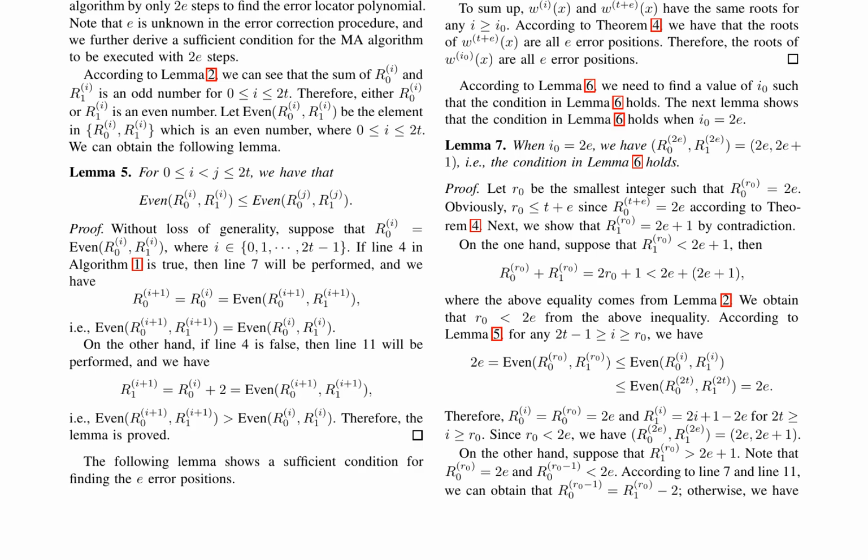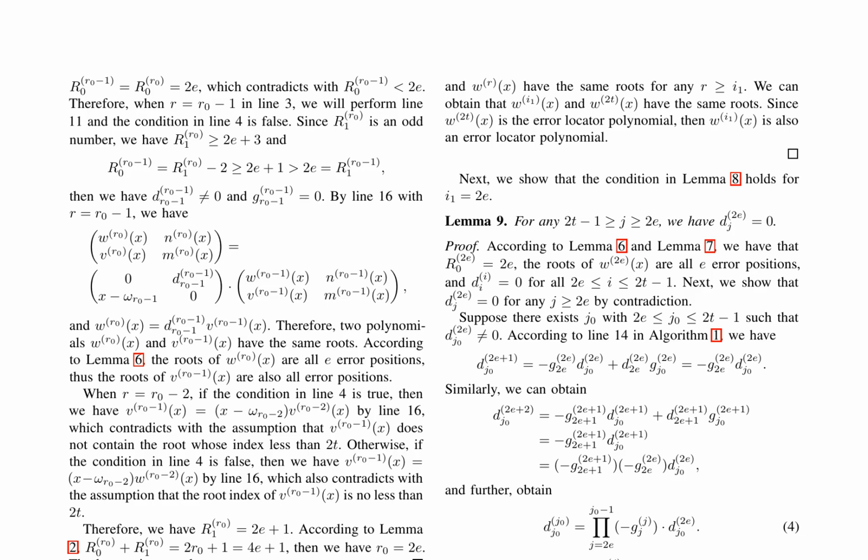The authors then introduce a new termination mechanism, which is based on the concept of even(R,I,0), R,I,1, the even element in R,I,0 and R,I,1. They show that even(R,I,0), R,I,1 is non-decreasing with respect to I, and that the condition R,I0,0 equals 2e and R,I0,1 is greater than or equal to 2e plus 1 is sufficient for the MA algorithm to terminate. They also prove that this condition holds when I0 equals 2e.